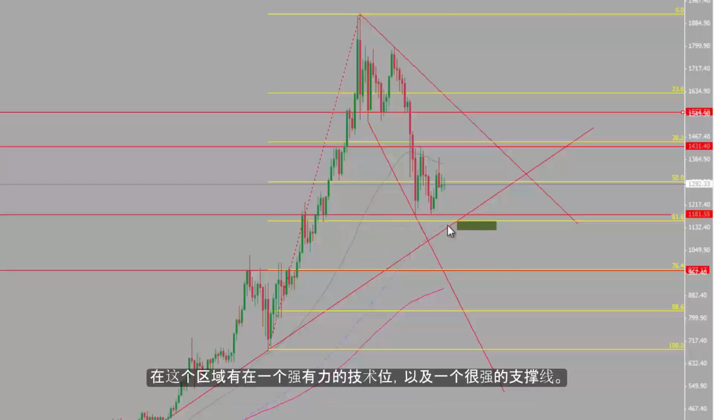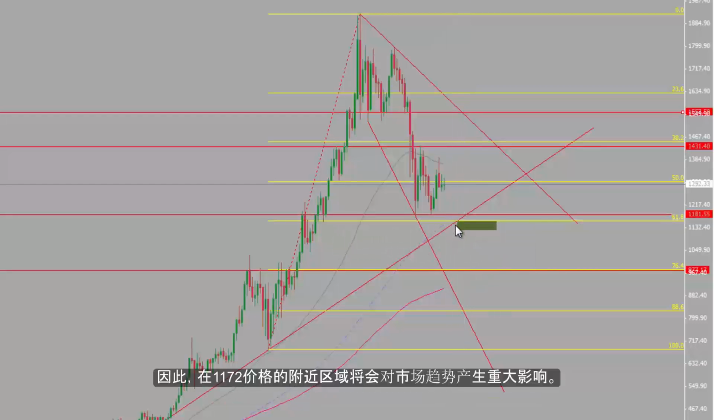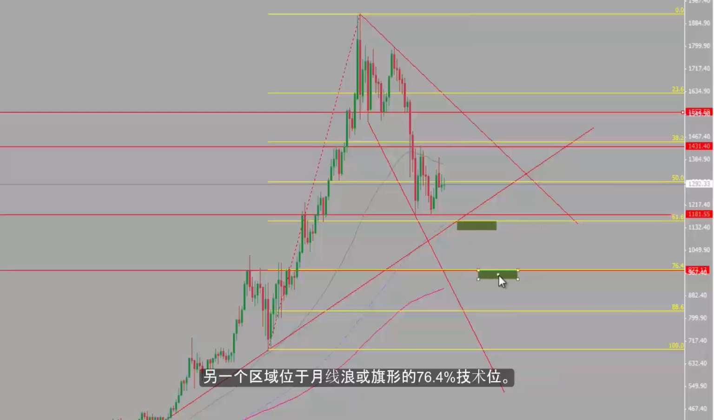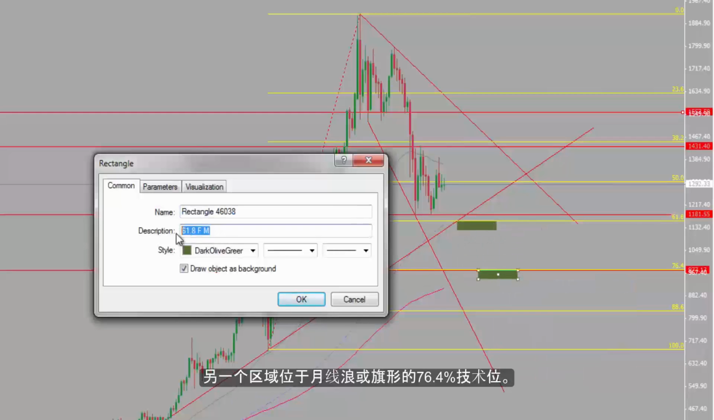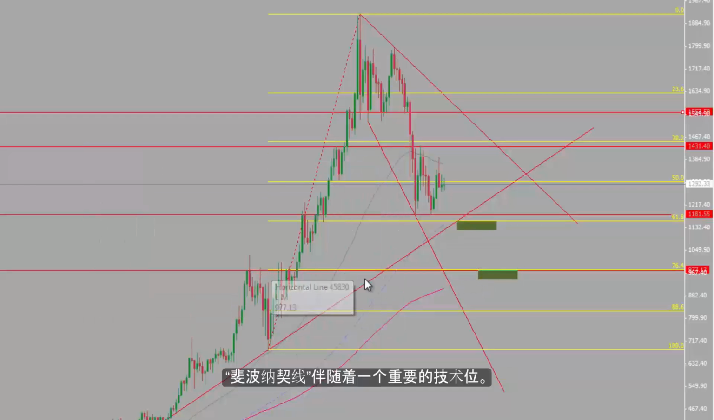On this region, there is a powerful level as well as a strong support line. Thus, the area around the price of 1172 would have a considerable influence on the market trend. Another region on the level 76.4% of a monthly swing or flag in addition to a monthly level. Fibonacci level is accompanied by an importance level.